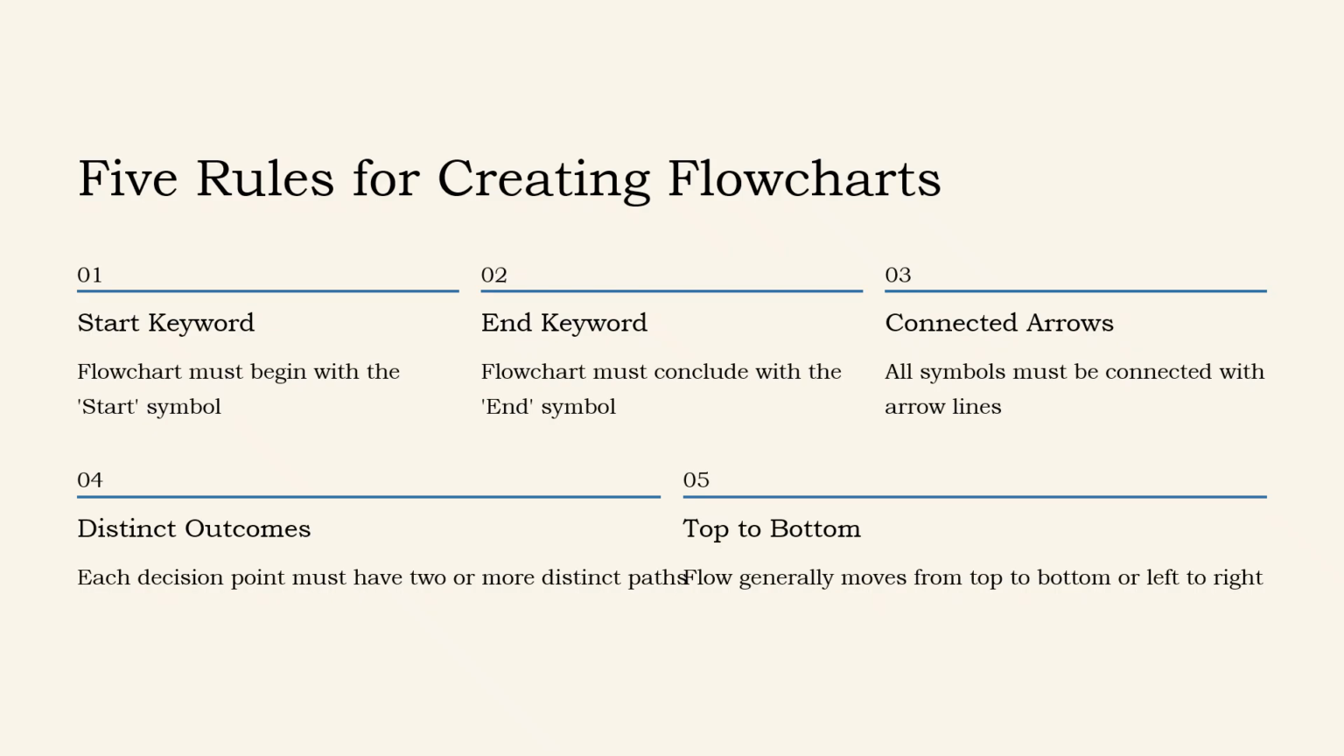So these are the 5 rules for creating flowcharts: start, stop, the arrows for the connection, and decision making, and the flowchart moves from top to bottom or from left to right.